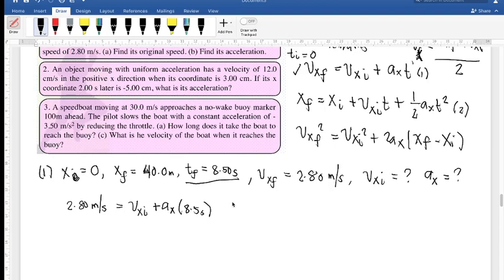How about our equation 2? So equation 2 is this one. We have xf as 40 meters. Xi is 0, vxi is unknown, then 8.5 seconds is the time, then plus 1/2, the unknown ax, times 8.5 squared. So what will we do here? The first thing you will do is to find an equation that involves vxi.